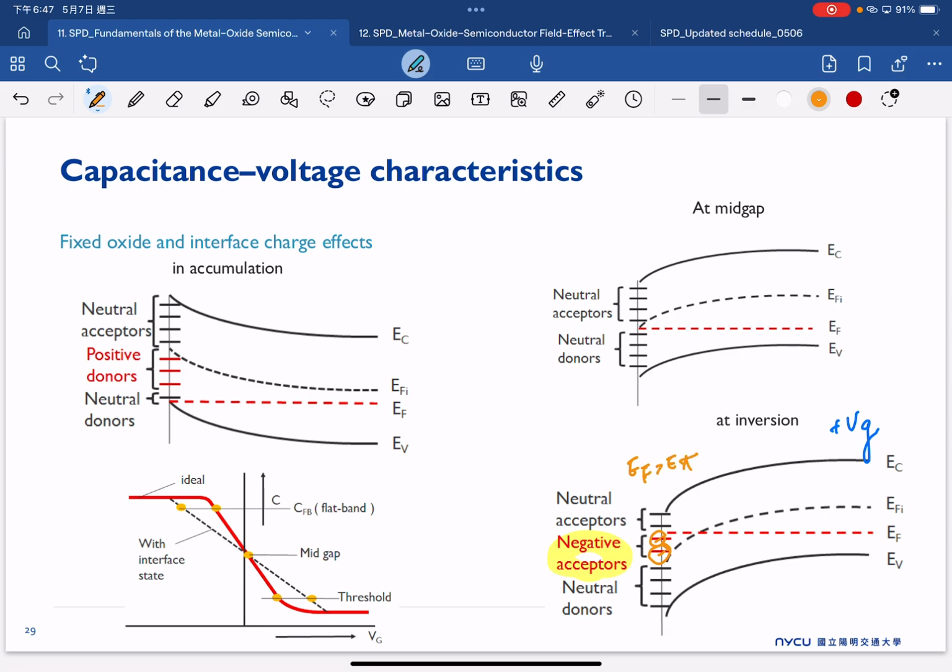And similarly, the same in accumulation, where we bias at minus VG, and then we have the positive donor states above our EF. So where is EF? This is EF.